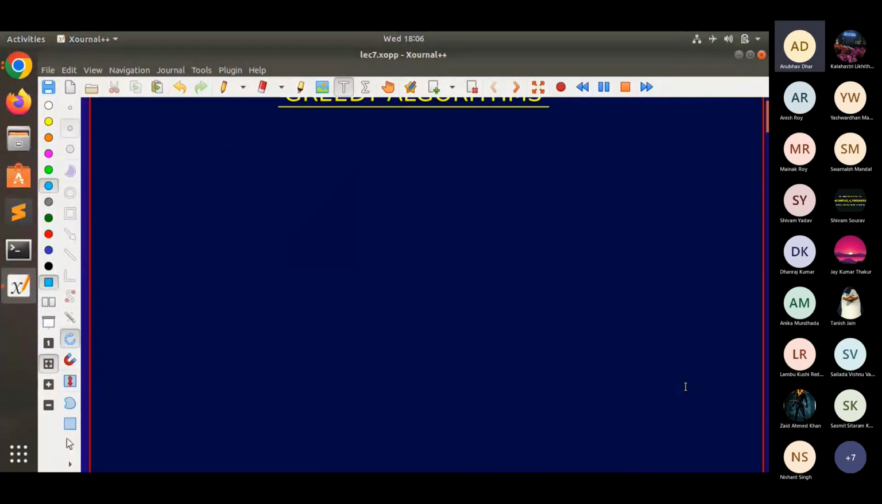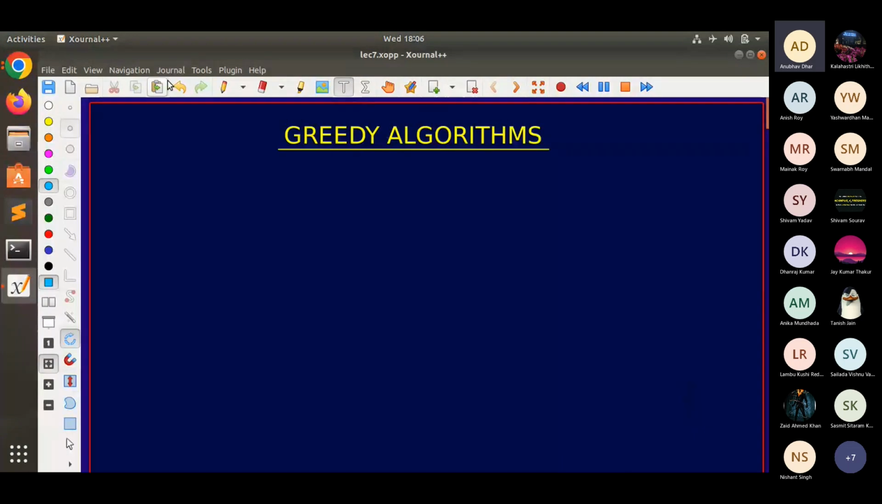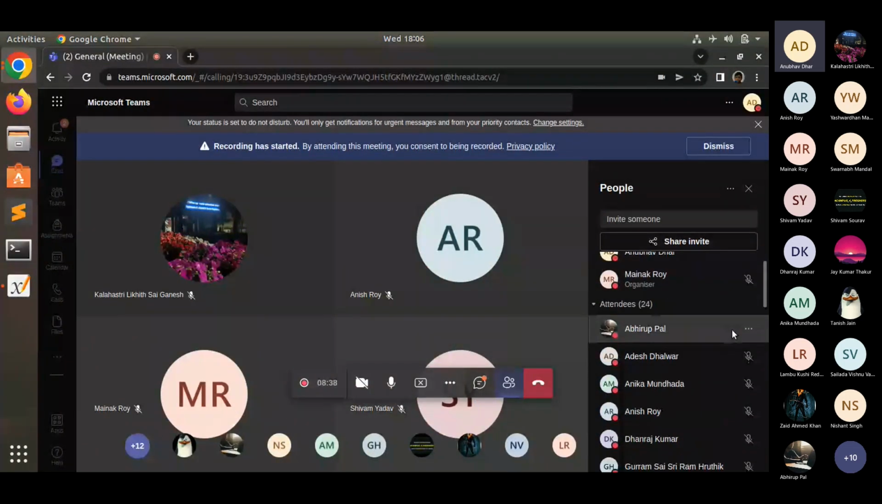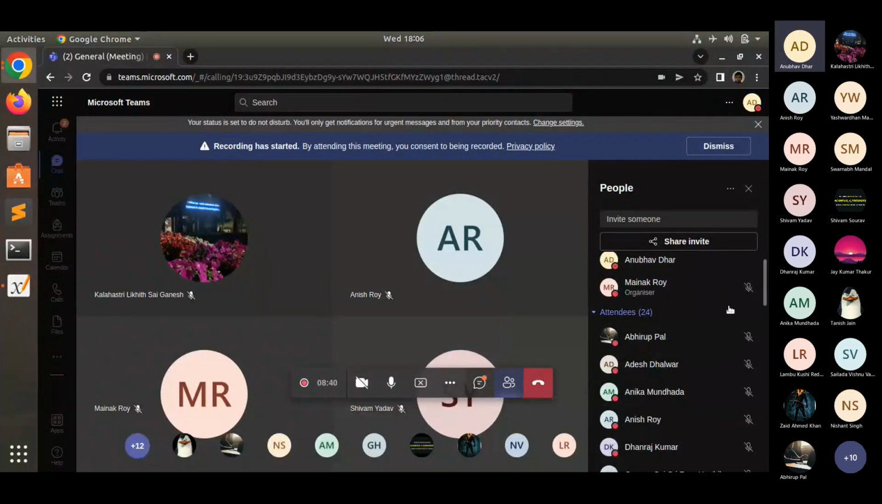Okay, so let's start with today's topic of greedy algorithms. Does anyone have any idea about what greedy algorithms are, or have read about them previously? Can anyone raise their hands if they're familiar with the concept? Okay, so most of you are not.